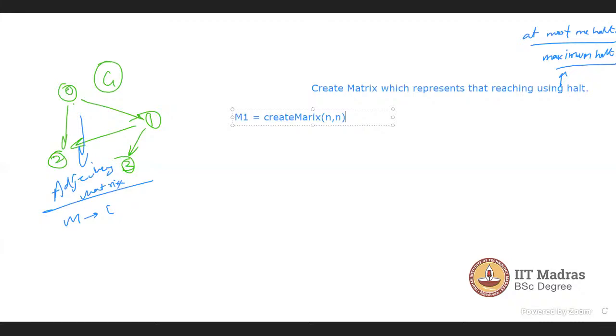Create matrix is something which I told will give 0, 0. Is that right? Yes, sir. So what will M1 be first? If I want to say that it has all the properties of M, because maximum or at most one halt means it can lead directly from one edge to another.